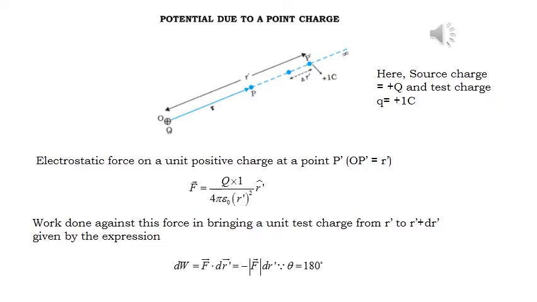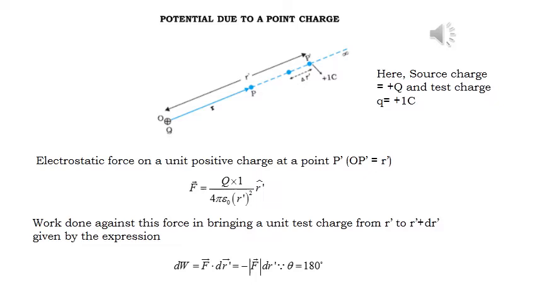So the electrostatic force on a unit positive charge at a point P dash, any position other than P along the line, where the position of P dash from Q, OP dash, is taken as R dash. The force experienced by the unit positive charge at a distance R dash is F vector equal to Q into 1, the product of the two charges, that is the unit charge, Q into 1 divided by 4 pi epsilon naught R dash square into R dash cap, that is the unit vector.